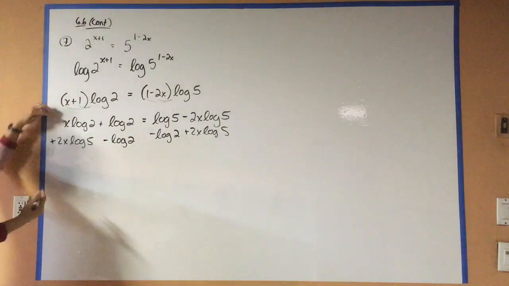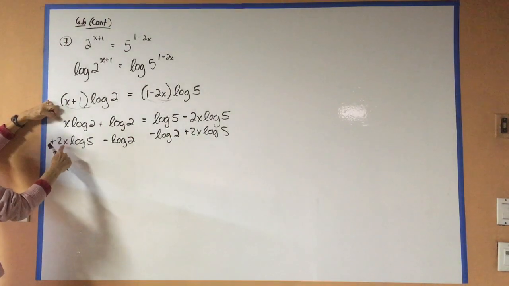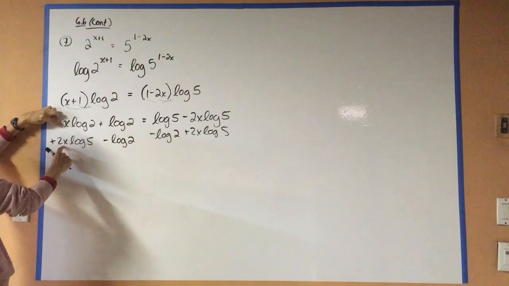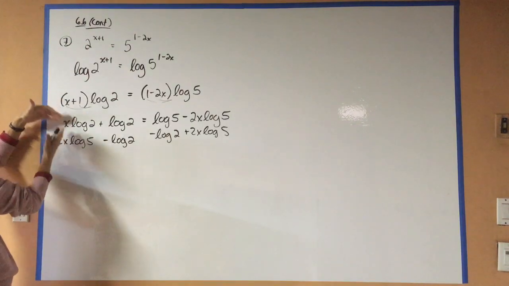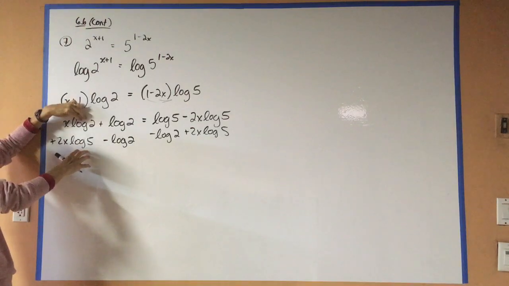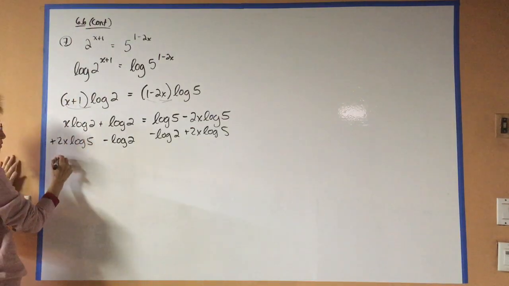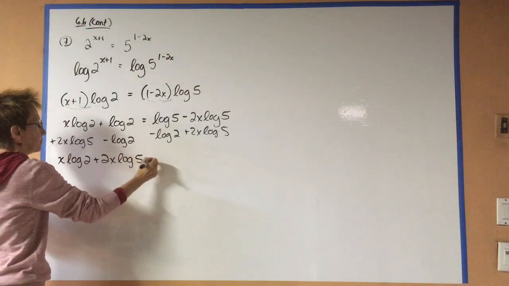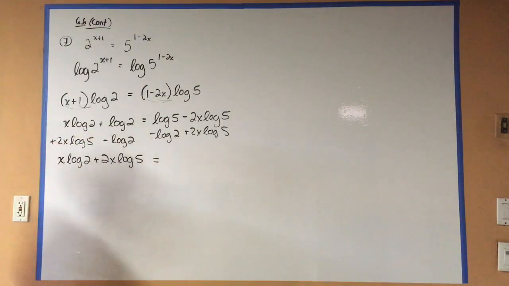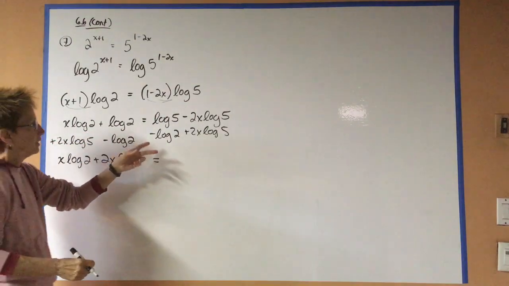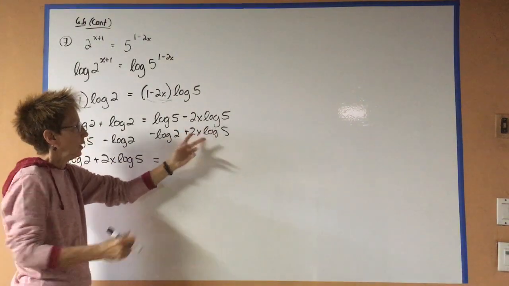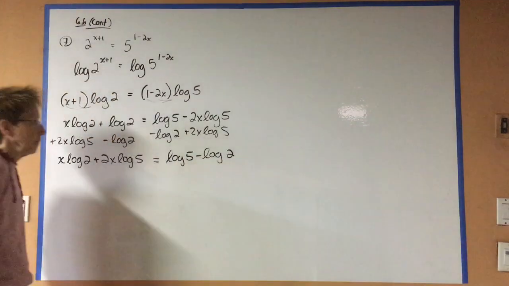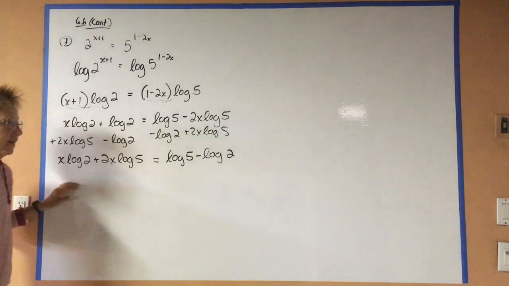So what do I have going on here? This x log of 2, and then I'm going to add a 2x log of 5. These are not like terms. Even though the x and the 2x are alike, this constant, I don't know what it is, and as a result I can't combine these two, so I'm just going to string it out. x log of 2 plus 2x log of 5 is equal to, these log of 2's go away, that was the whole point of that. Over here, the 2x log of 5's go away, and I'm left with log of 5 minus log of 2. So this is now what I have going on.